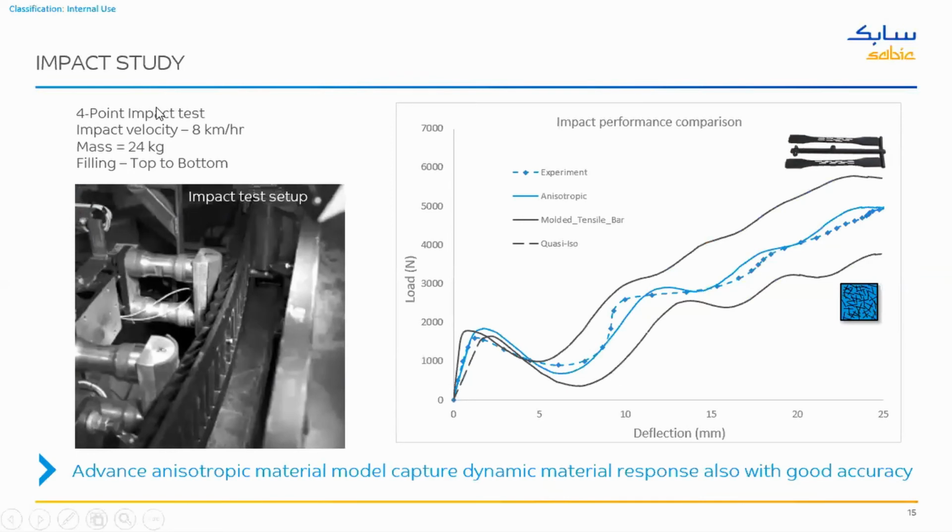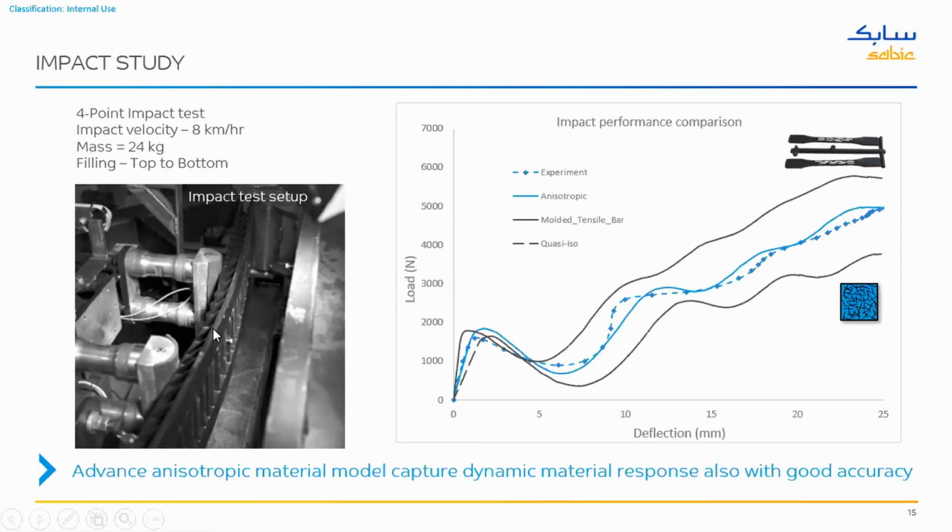So here we have used the impact velocity of 4 kilometers per hour, added the lump mass of 24 kg on that, and we use only one of the beams, which is the stiffer beam, the top to bottom approach.